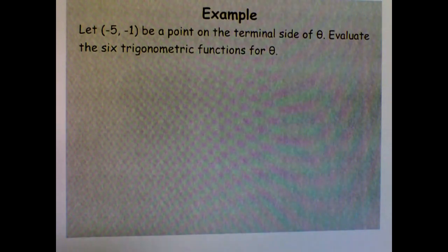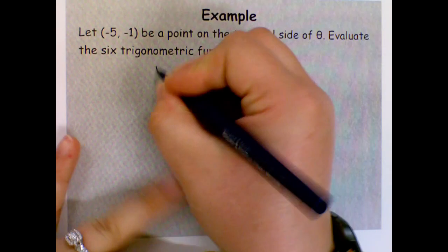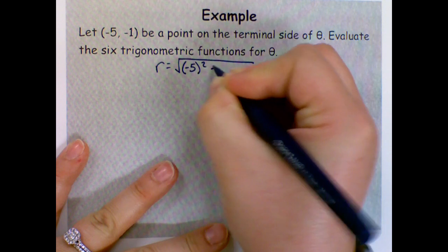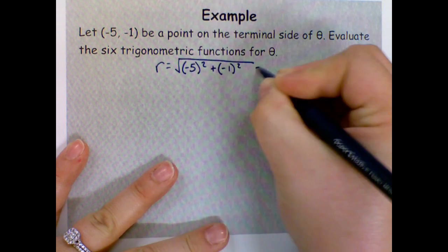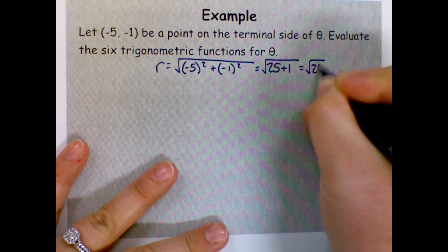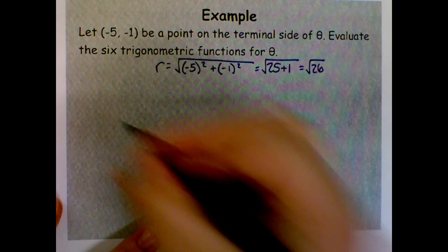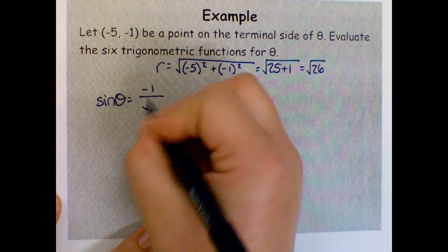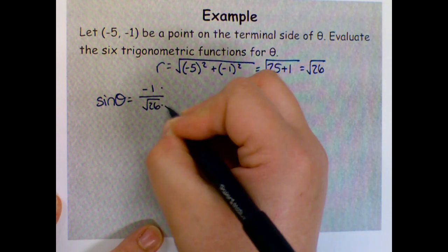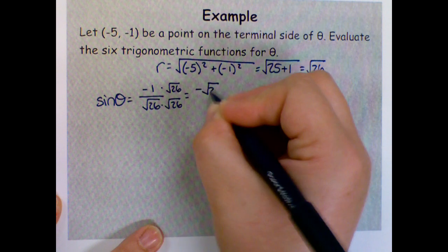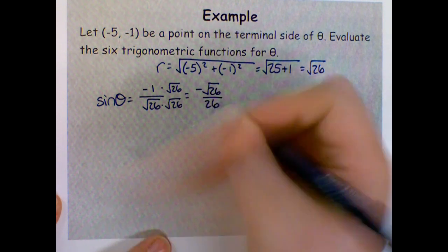All right, again, this is just more and more examples for you. We start by finding r. R is the square root of negative 5 squared plus negative 1 squared, which is the square root of 25 plus 1, which is the square root of 26, which does not simplify. The sine of our angle will be negative 1 over the square root of 26. Rationalize your denominator. We get negative square root of 26 over 26.